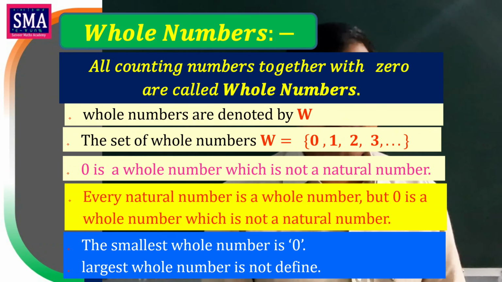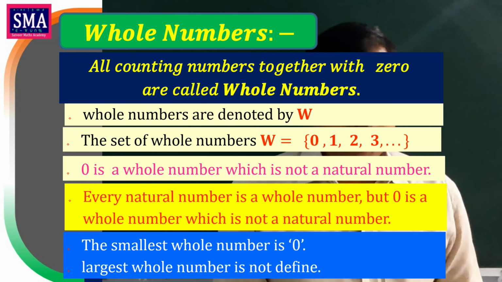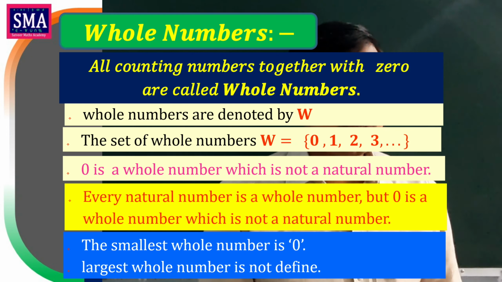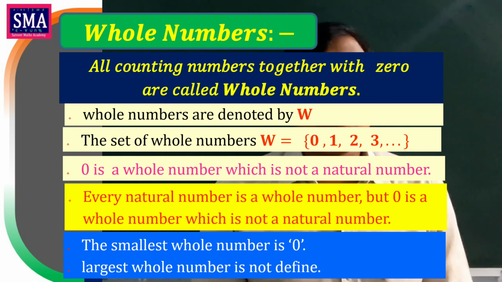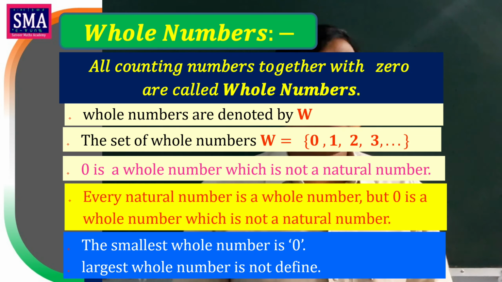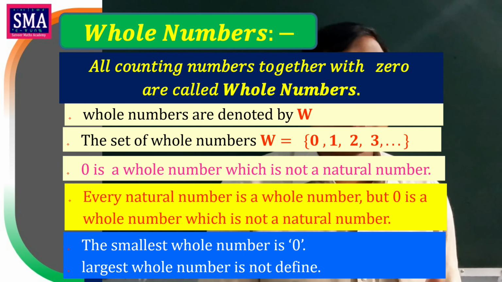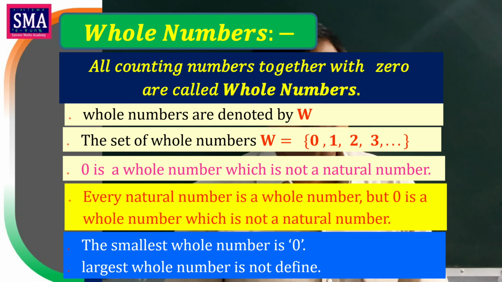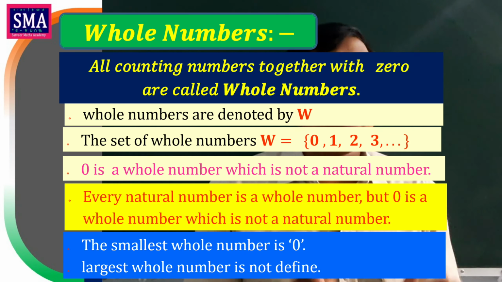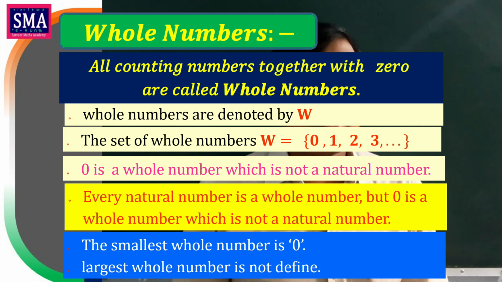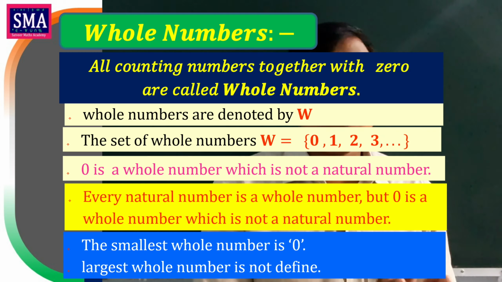Next one, the second one is whole numbers. All counting numbers together with 0 are called whole numbers. Whole numbers are denoted by W. The set of whole numbers W is equal to the set of elements 0, 1, 2, 3, and so on.